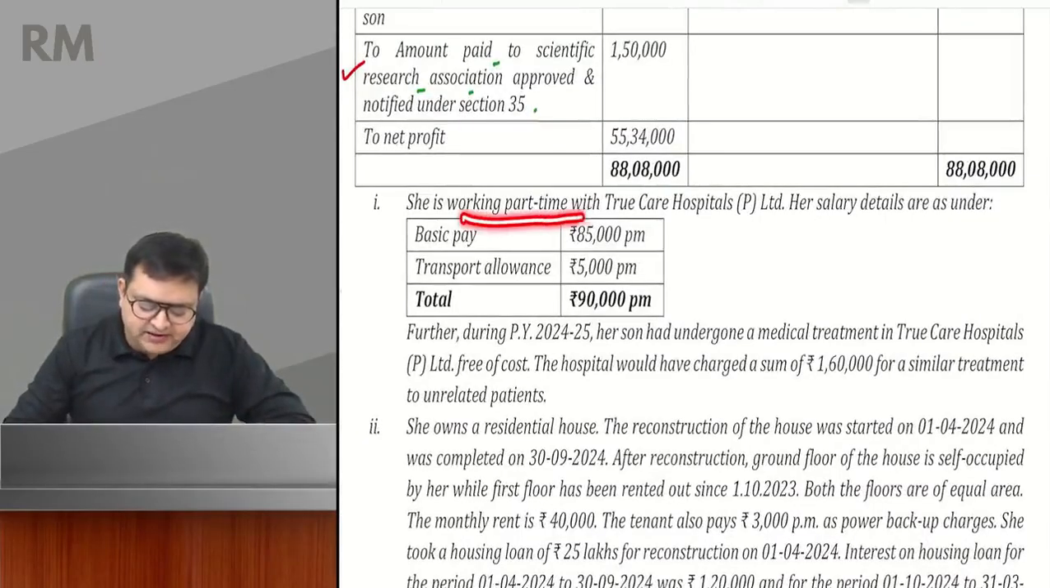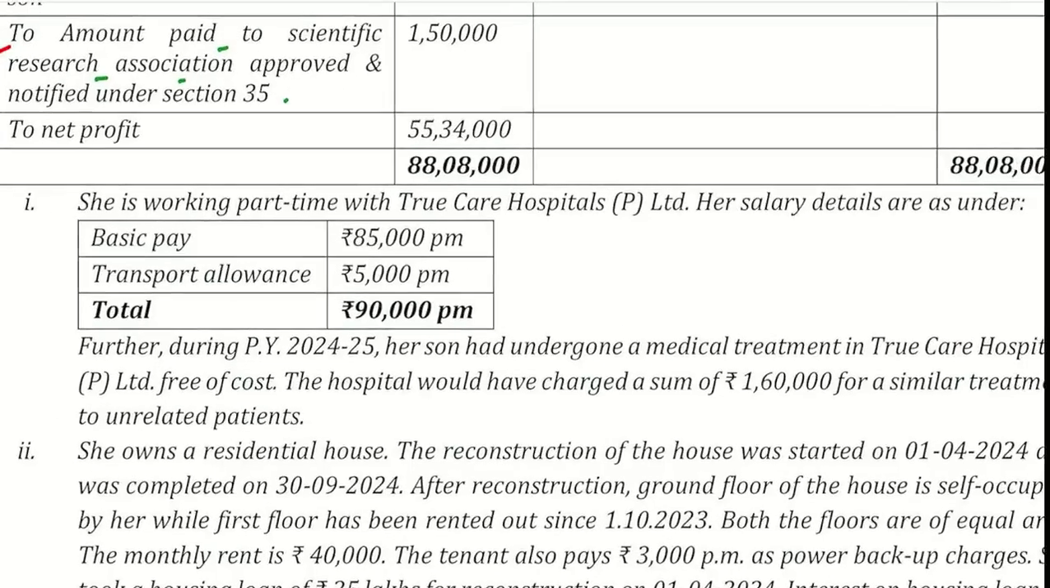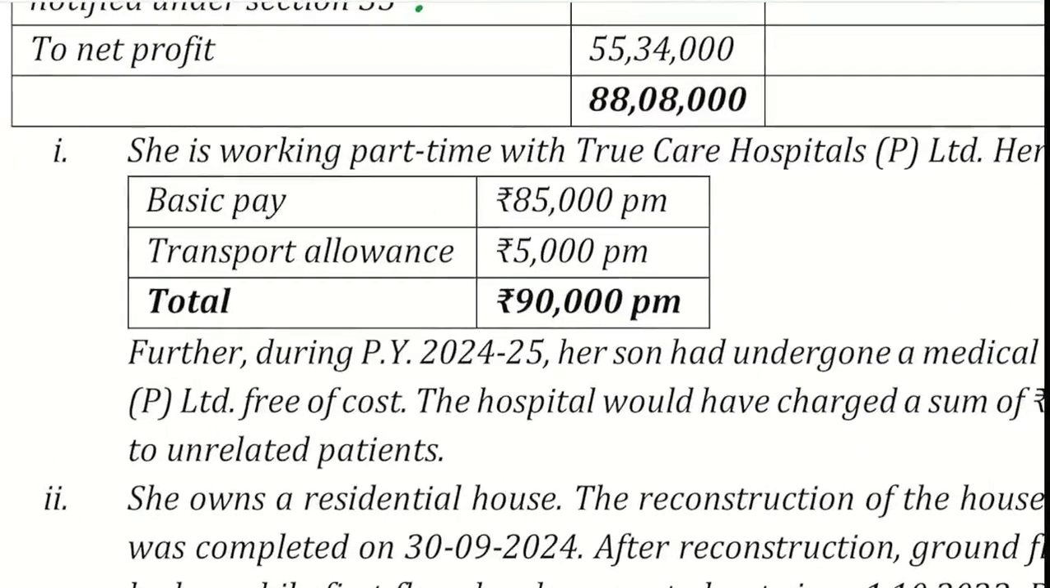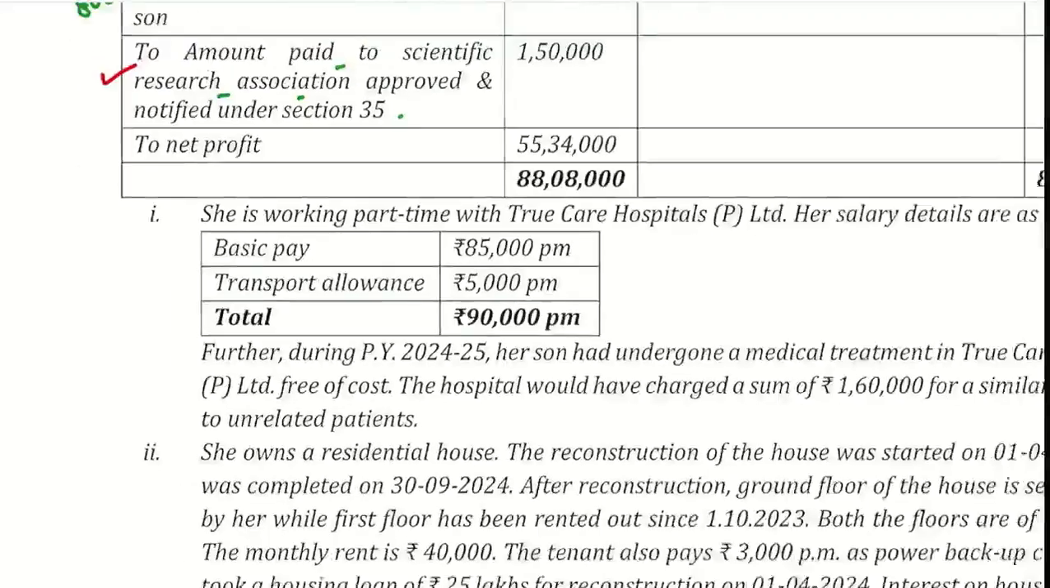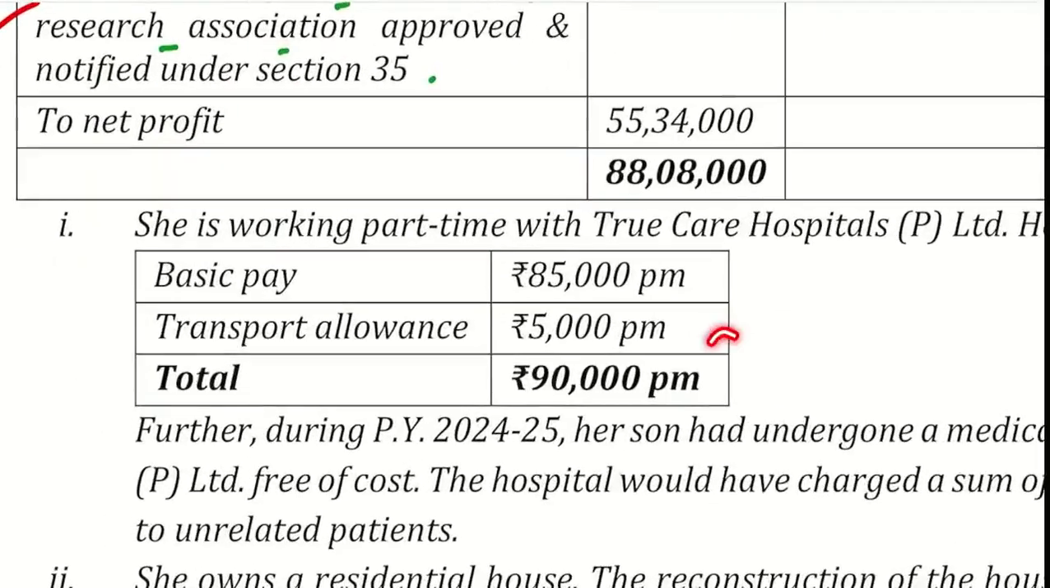She is working part-time with True Care's Hospital Limited. Okay, now they have already given us that she is working part-time with True Care's Hospital Private Limited. It means salary income. Her salary details are as under: basic salary 85,000, transport allowance 5,000. Total it is 90,000. So 90,000 into 12, I believe 10 lakh 80,000. Correct, 1080.